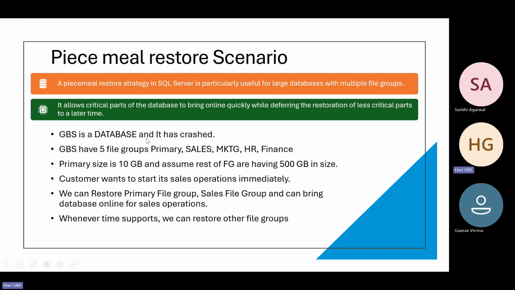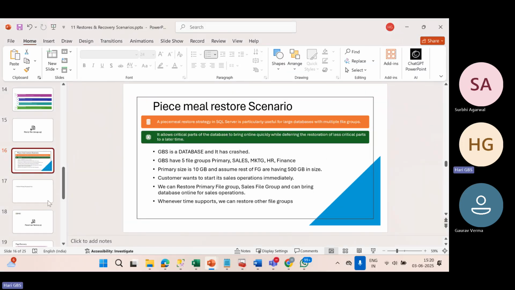So this is a database. If the database crashes, immediately you take tail log backup. Then there might be multiple file groups. Instead of restoring the entire database, we will restore the primary file group. Primary is mandatory. Without primary, database won't come online because all the database related settings exist in primary. Along with primary, if you want, you can restore sales also. Later, whenever time supports, we will restore other file groups. This is the piecemeal restore.